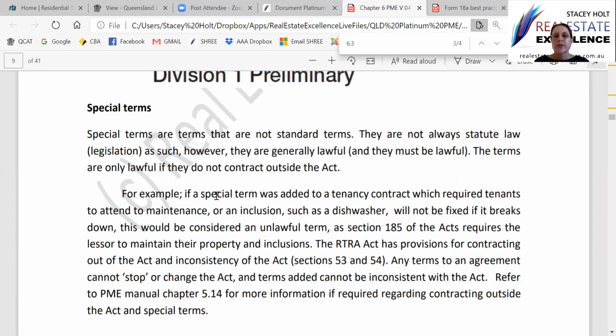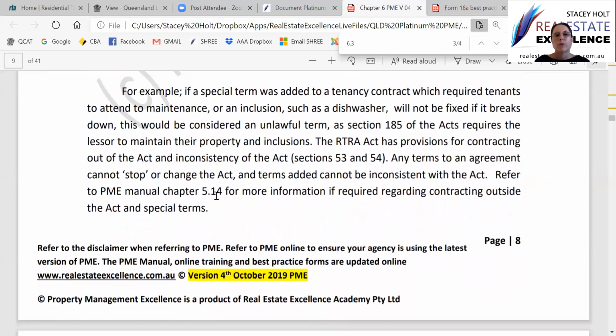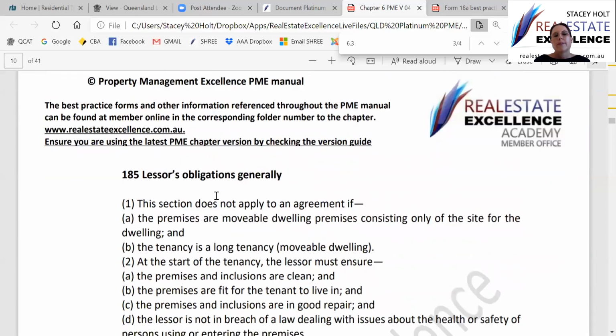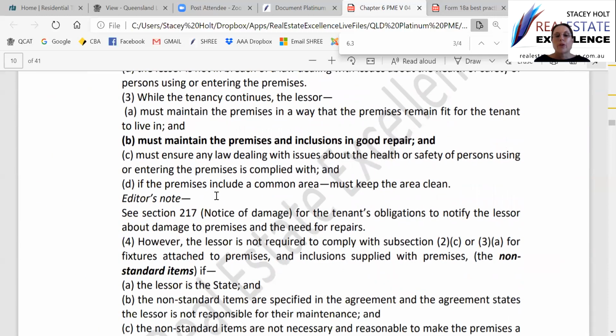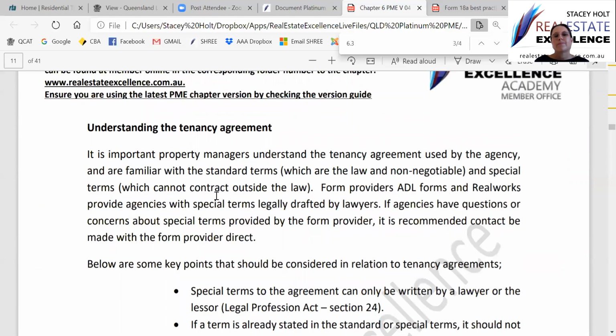Any terms to an agreement cannot stop or change the Act, and terms added cannot be inconsistent with the Act. And there's more information, PME system members, or email us as part of membership support in paragraph 5.14 regarding that if you need. And I've just got Section 185, which I just quoted above, about the landlord having to maintain their property. They can't contract out that obligation.